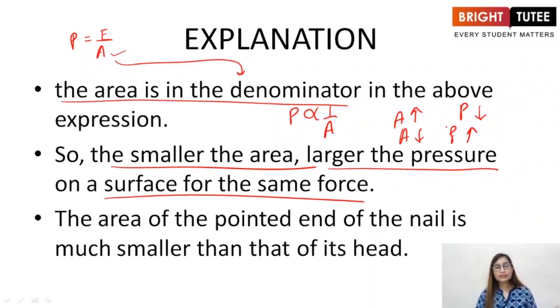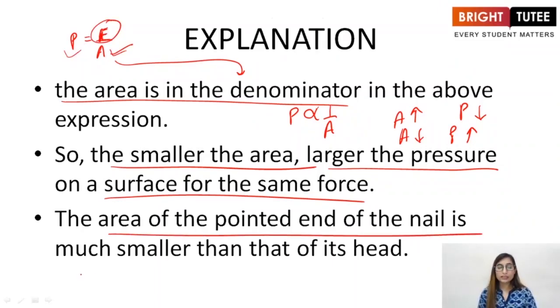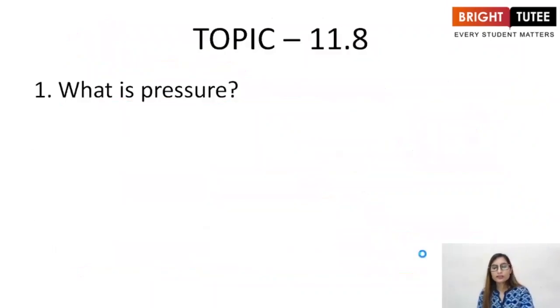Whenever area is increased, pressure automatically decreases. When area is decreased, pressure automatically increases for the same force. You are not changing the value of force. We are comparing the pressures by changing area and pressure only, right? The area of the pointed end of the nail is much smaller than that of its head, right? So this is the explanation for the third picture, right?